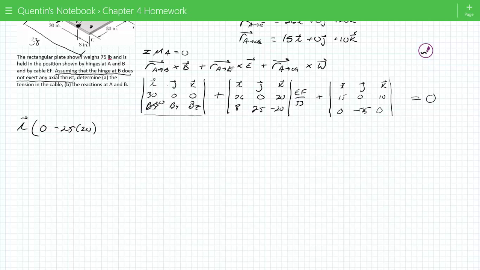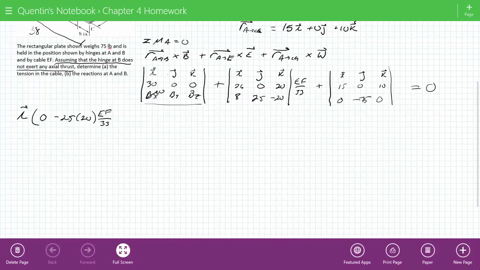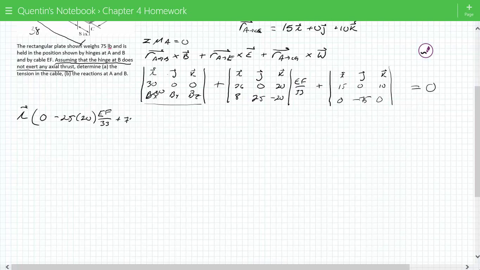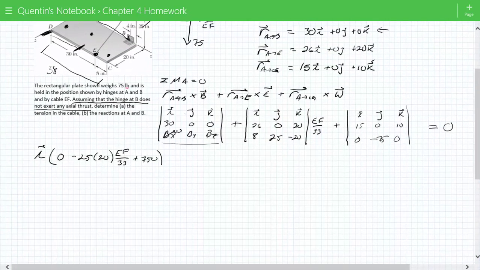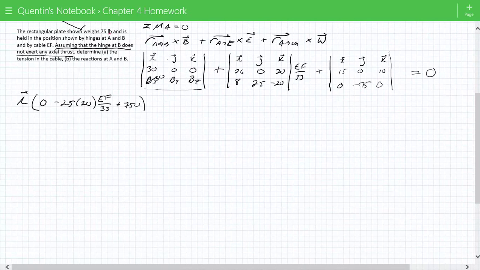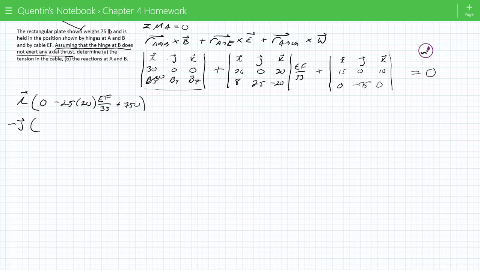But don't forget the thing that's multiplying them all, EF over 33. And then the last one, the I term is 0 minus M, so it's going to be minus minus, so plus 750, right? So that's the I terms. And then the way I do determinants, I'm going to say minus the J terms, which are, so this J is 30 BZ minus 0.